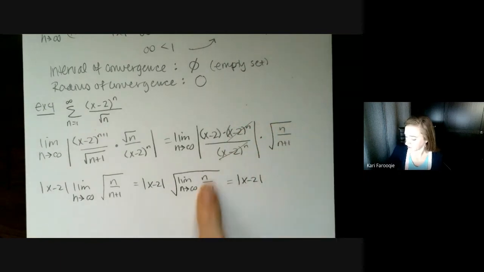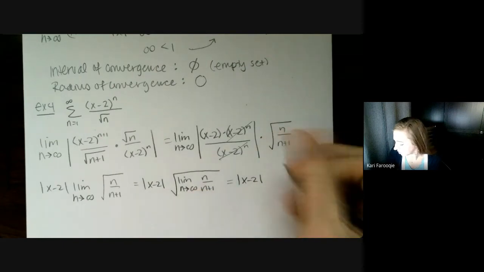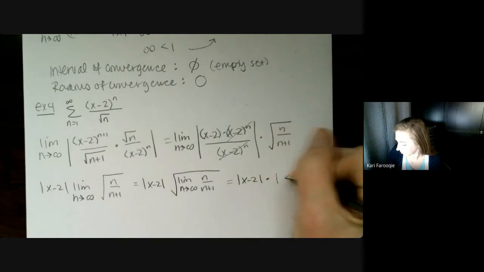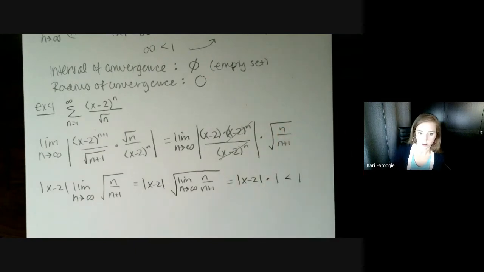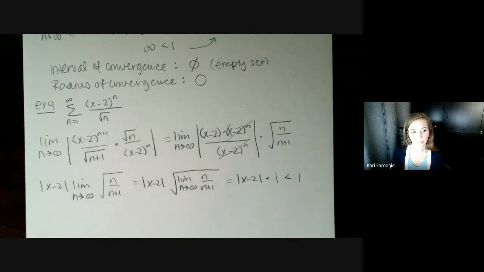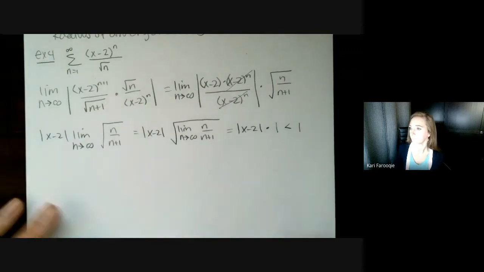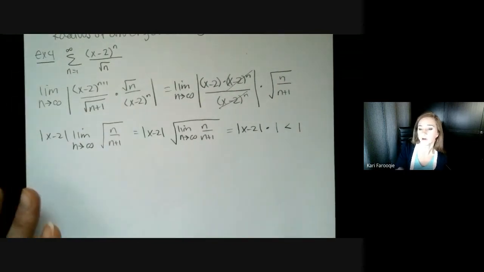This limit here is going to be 1, and the limit as n approaches infinity of 1 is 1. The square root of 1 is 1. And we're going to force that to be less than 1. So we're working now on getting the interval of convergence. Any questions here?